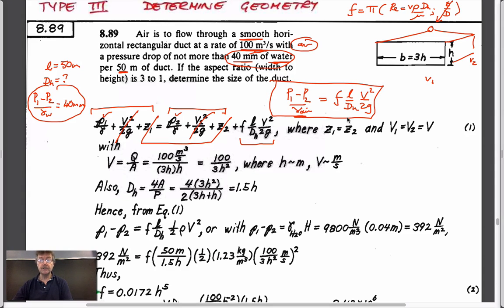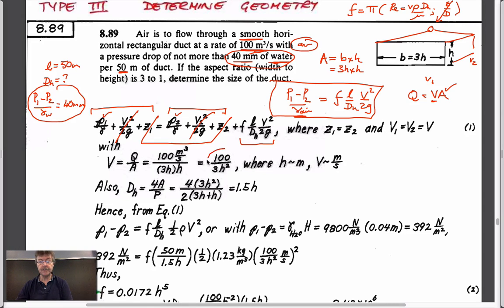So what we'd like to do is, we know that Q is equal to a velocity times an area. We know that the area is going to be equal to what? Area is equal to B times H, which is equal to 3H times H. So we're going to have to define everything in terms of the height. So we can define the area in terms of the height. If we define the area in terms of the height, we've got the velocity defined in terms of the height. And so that's what this is here.